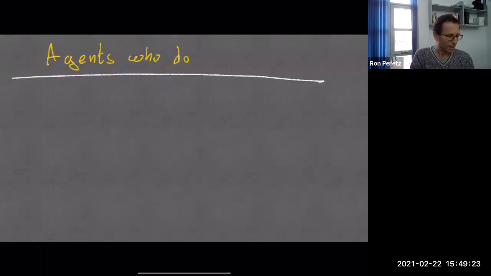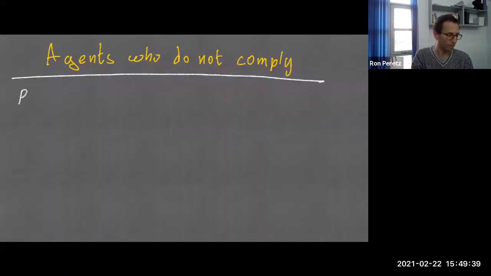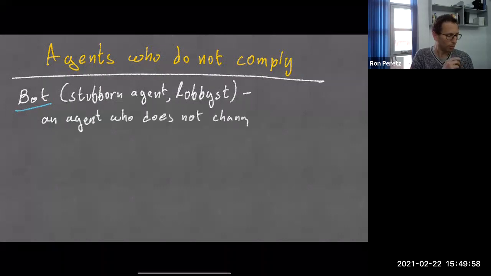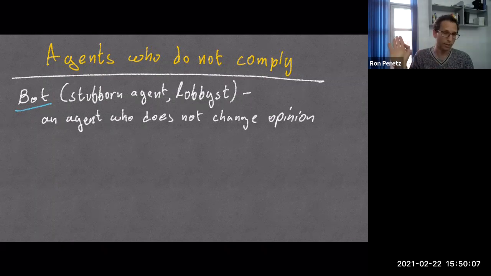Okay, next. Now we want to assume a situation where some agents do not comply with the DeGroot updating rule. They do something different and it may change the outcome. We will consider two types of such agents. One is called a bot. In the literature, people sometimes call them stubborn agents or lobbyists. And what is a bot? A bot is an agent who does not change its opinion. It starts with a certain opinion and never changes it.